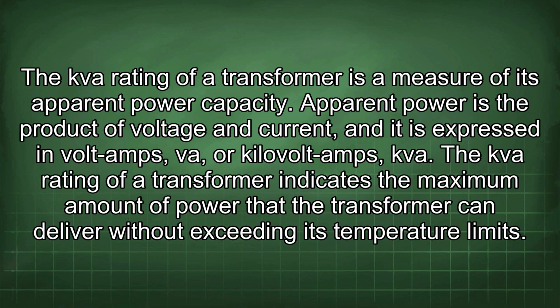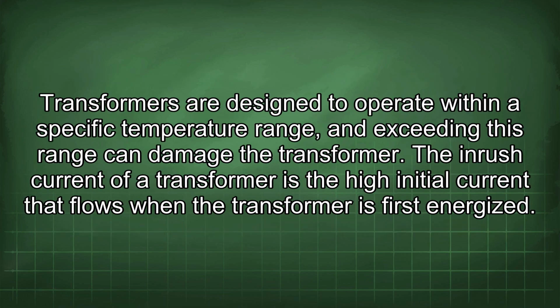Apparent power is the product of voltage and current, and it is expressed in volt-amps, VA, or kilovolt-amps, kVA. The kVA rating of a transformer indicates the maximum amount of power that the transformer can deliver without exceeding its temperature limits. Transformers are designed to operate within a specific temperature range, and exceeding this range can damage the transformer.